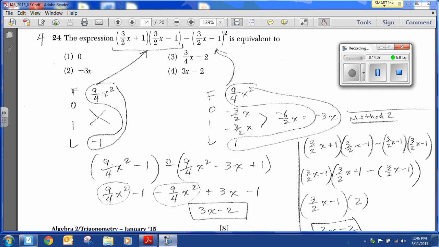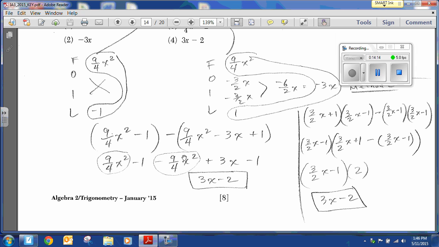This minus sign comes down to here. As you can see, 9/4 x squared minus 9/4 x squared cancels out. We're left with a negative 1 and a negative 1 over here because, look, the minus distributes. And we have negative 3x becomes positive 3x. So therefore, all we have left over is 3x minus 1 minus 1, which is 3x minus 2. Here is an alternate method, method 2, which involves factoring the 3/2 x minus 1 out of each term.